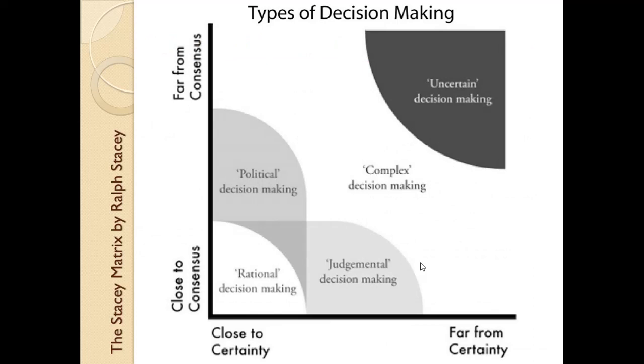So again, types of decision making. Under simple problems, you have rational decision making. For complicated, you have political decision making, where consensus is high and closeness to certainty is low. But where certainty is high and consensus is low, you have judgmental decision making. So you judge according to how certain you are that something is going to happen or that something is causing a particular issue.